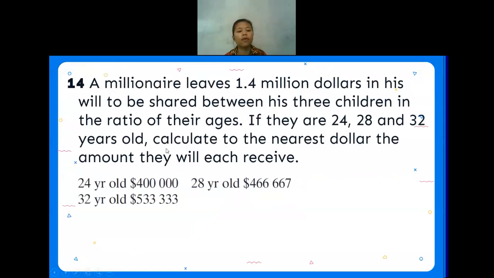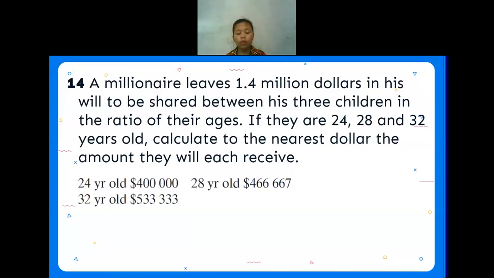For question 14, a millionaire leaves $1.4 million in his will to be shared between his 3 children, aged 24, 28, 32 years old. To share the money, we have to share it based on the ratio of their ages. So you need to find the total: 24 plus 28 plus 32 in total is equal to how many?